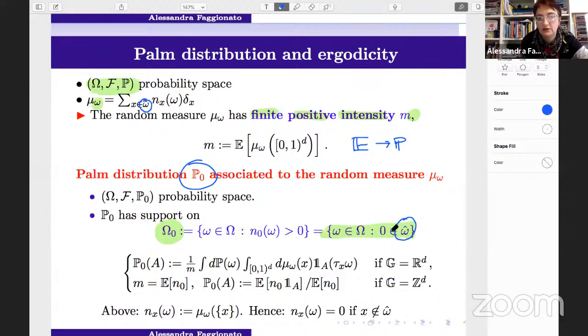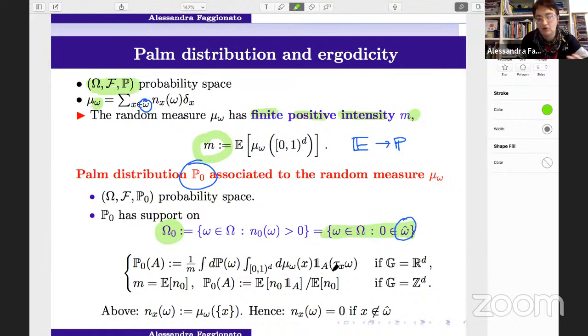So omega hat is the support of mu omega. Okay, so it is also the state space of my random walk. So there is a more elegant, deeper definition structure behind P0. Here I gave directly the result. So when the group G is R^d, as in the example of the random walk on the simple point process, then P0 is obtained by the following spatial average of P. So P0 of an event A is equal to 1 over m, m is the intensity, and then you take the average with respect to P on the environment omega, and here you integrate with respect to the reversible measure in this finite box, and then you consider the characteristic function of A evaluated in the environment translated by x.